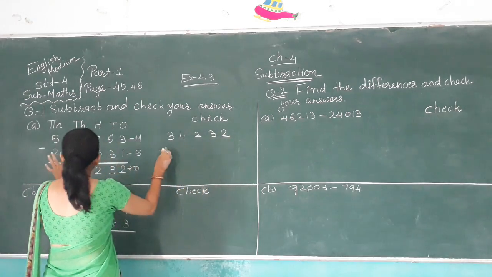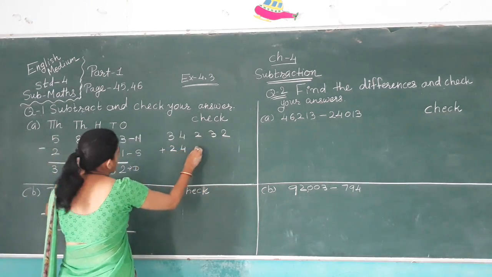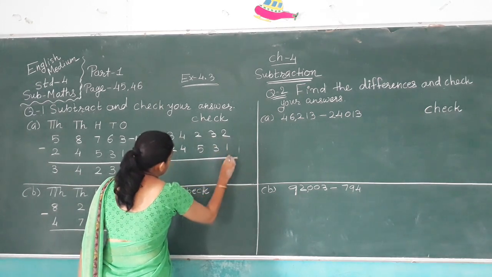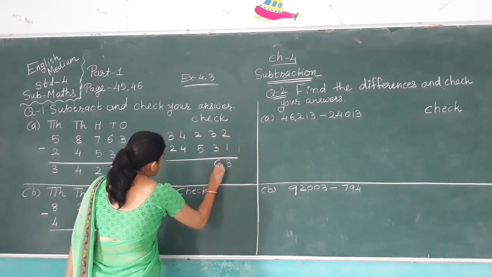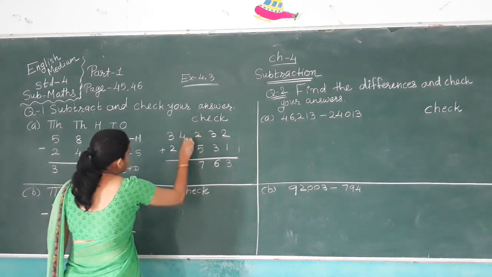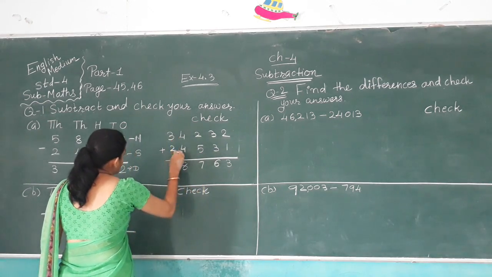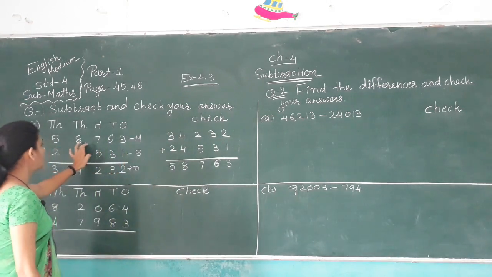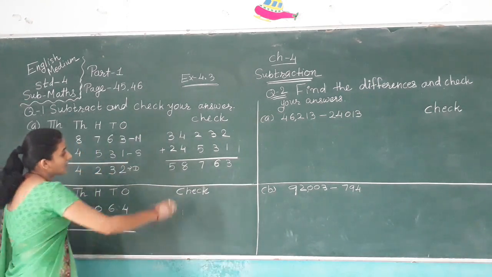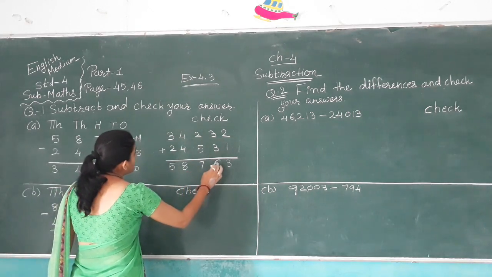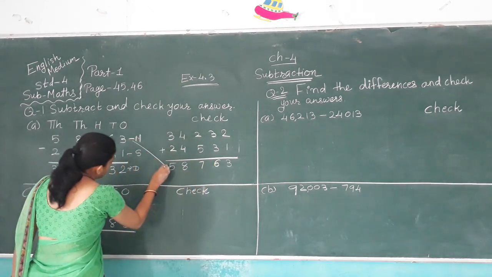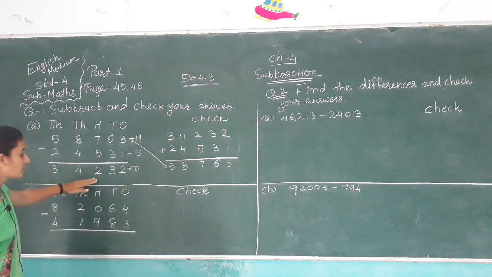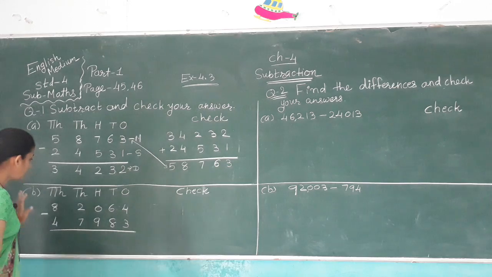So 34,232 plus 24,531. 2 plus 1, 3. 3 plus 3, 6. 2 plus 5, 7. 4 plus 4, 8. And 3 plus 2, here 5. Now check it. Both answers are same. 58,763 and 58,763. See, this one and this one both are same. This means this subtraction is correct. Now another one.